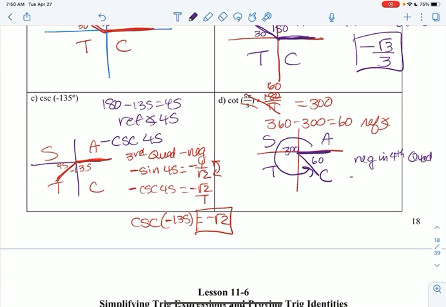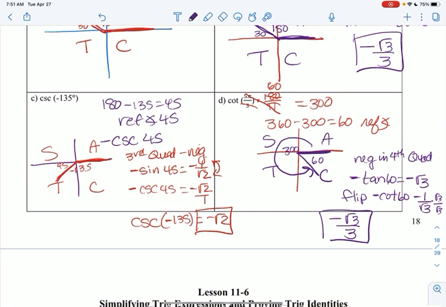Okay, so negative tangent of 60 is negative radical 3, but then I have to flip that. So negative cotangent of 60, I'm going to flip that, is negative 1 over radical 3, but then I have to rationalize that. So I multiply top and bottom by radical 3. So my answer is negative radical 3 over 3. Definitely a lot to think about.